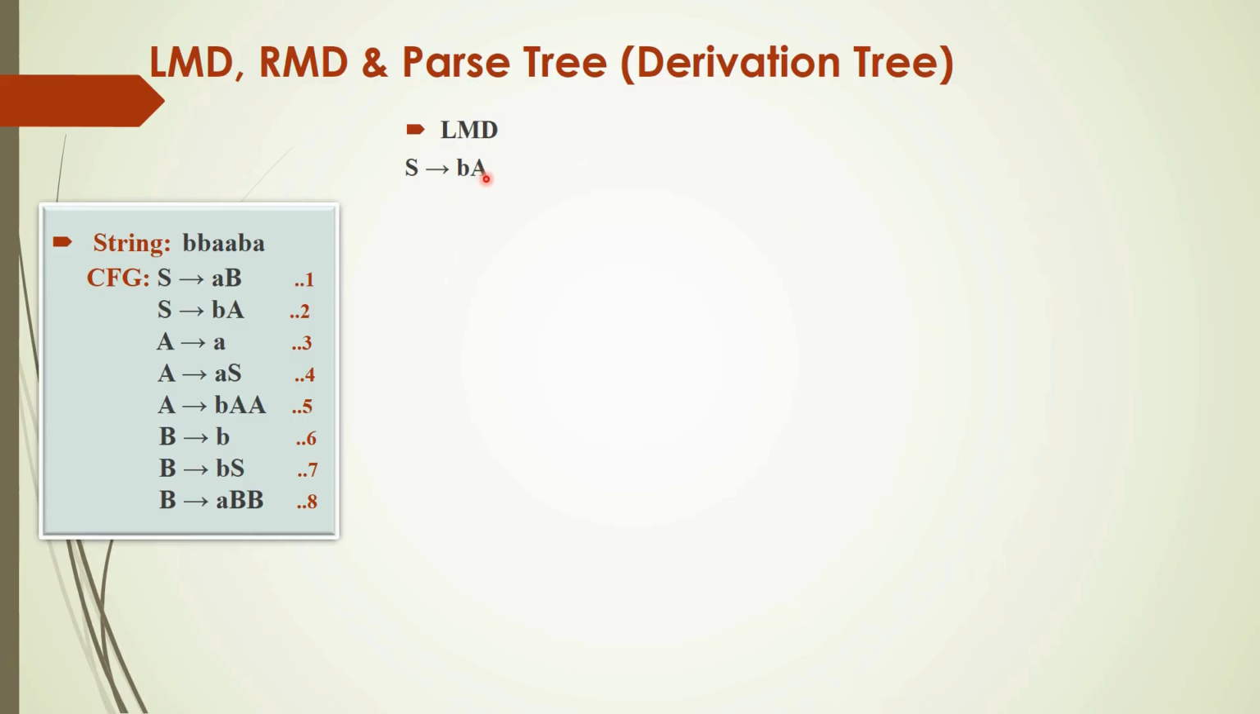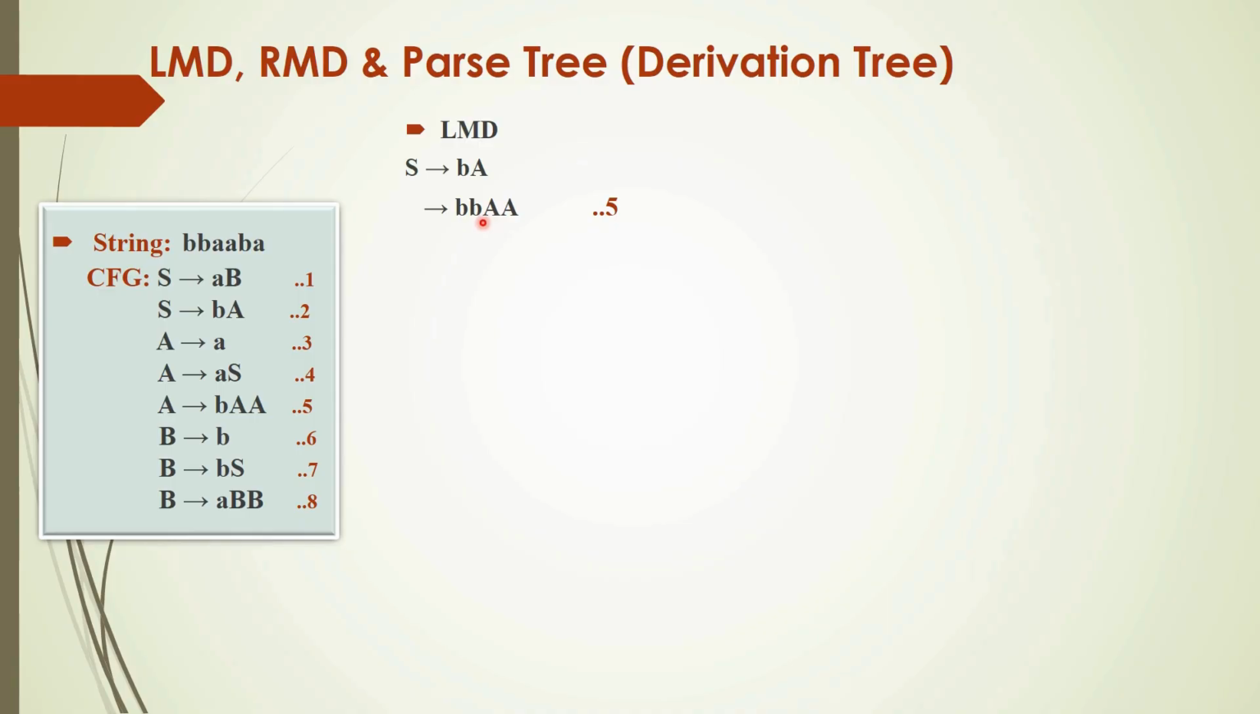Now our leftmost variable is A, so I have to substitute this A with something able to generate the string baaba. So I'm substituting this A with production rule number 5. After substitution, the string becomes like this. Okay, so bb is already generated. Now we have to generate a, so we have to substitute this A with something able to generate a, but you can see we have to generate ab over here also. So basically we have to generate this whole string from this A.